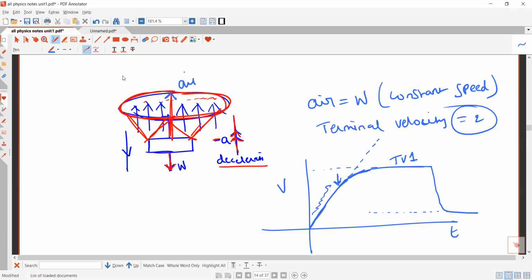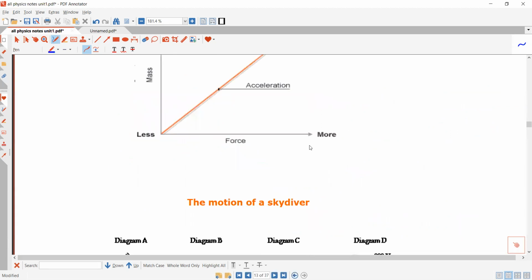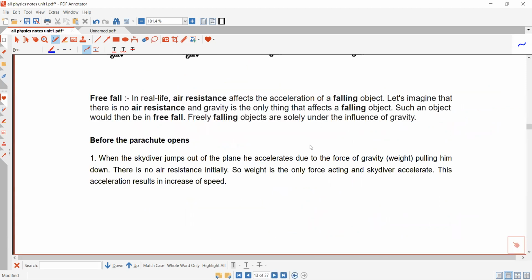Just have a read at it. All of you, whoever got this file with you, and whoever doesn't have the file, please let me know. The name of the file is All Physics Unit 1 folder.